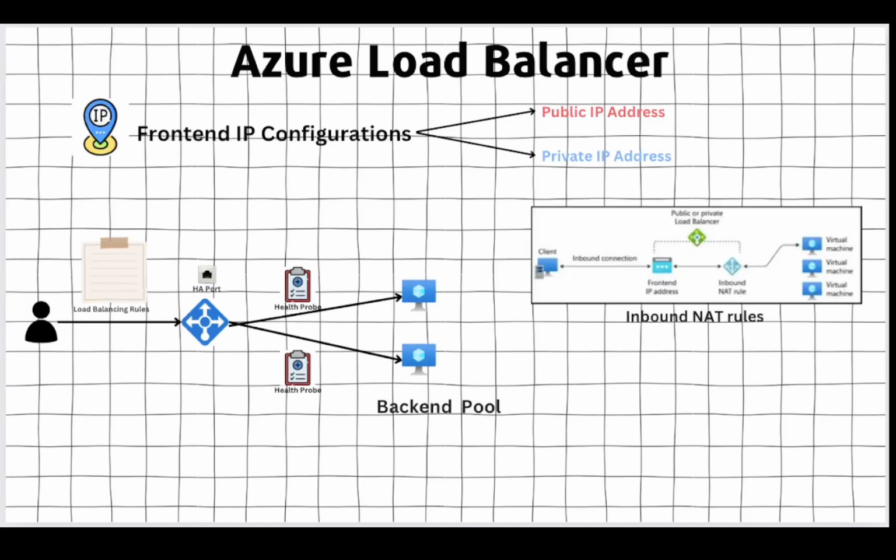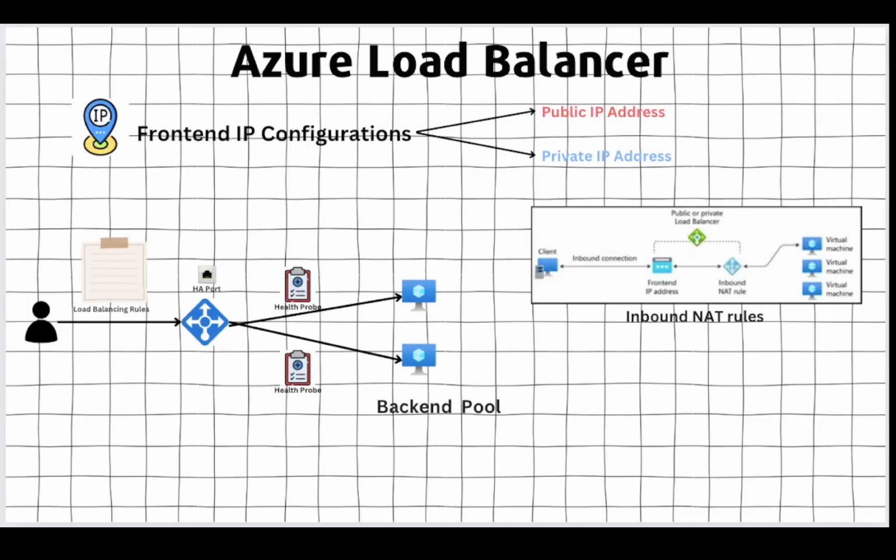Now, the next important configuration is the inbound NAT rule. What an inbound NAT rule will do is allow you to divert traffic to a particular virtual machine. It will forward the incoming traffic to one specific virtual machine instance in the backend.